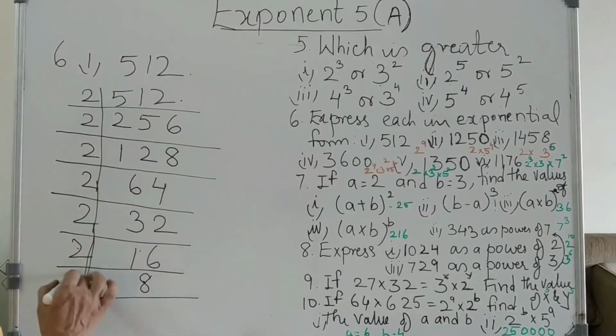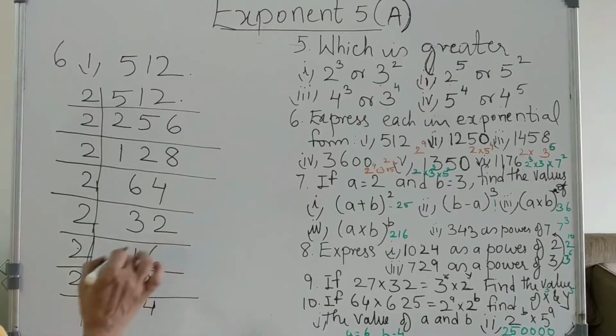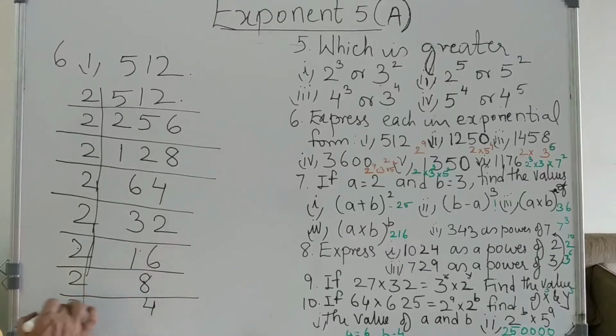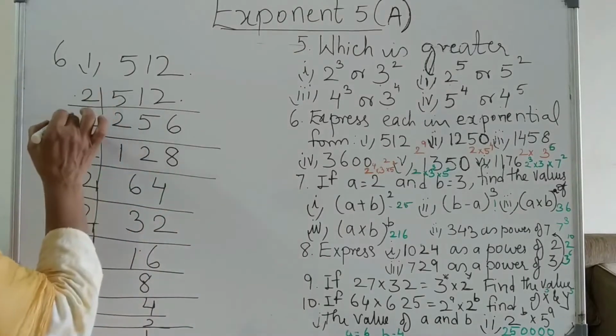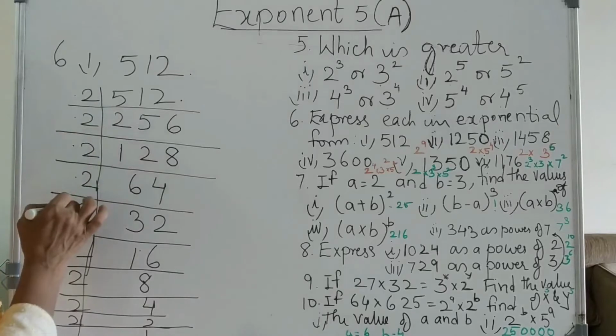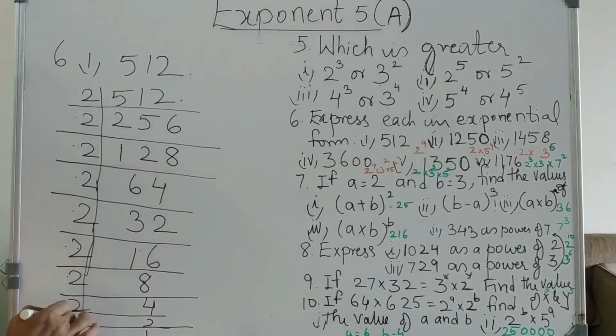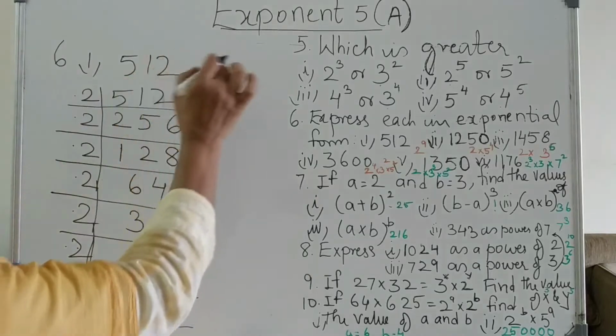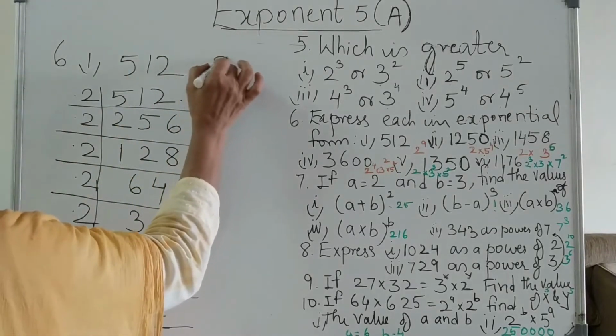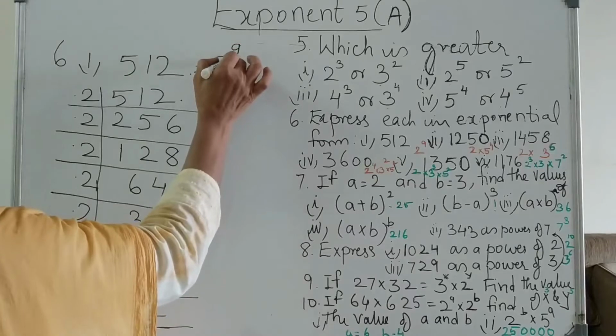Again you can divide by 2. 2 4s are 8. Again you can divide by 2. Now ultimately 2 1s are 2. So now it is over. You count the number of 2s: 1, 2, 3, 4, 5, 6, 7, 8, 9. It is 2 raised to 9. So you can write 2 raised to 9 here.